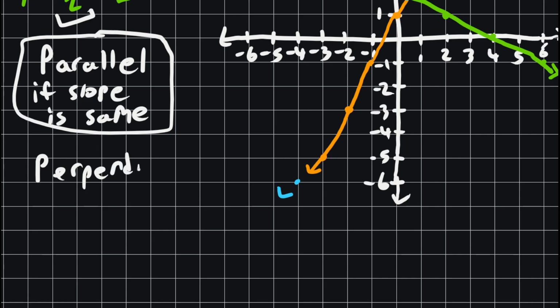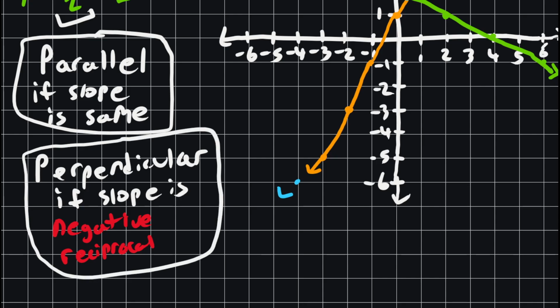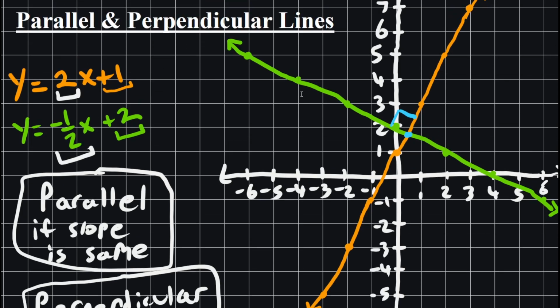Two lines are perpendicular if the slope is, and this is a key word, negative, it's the negative reciprocal. The negative reciprocal. So that's the rule for perpendicular lines. Two lines are perpendicular if the slopes are negative reciprocals of each other.